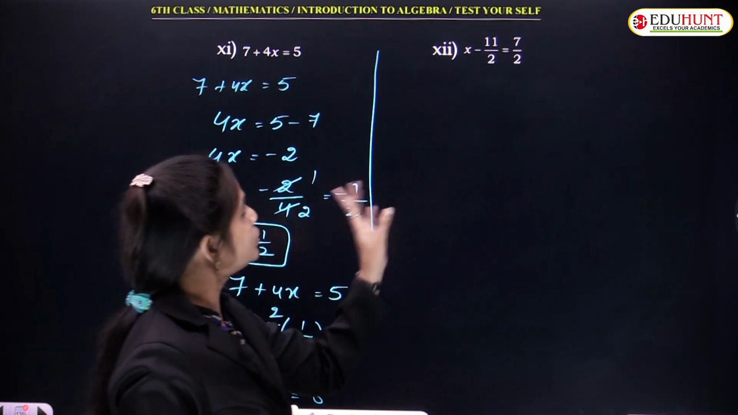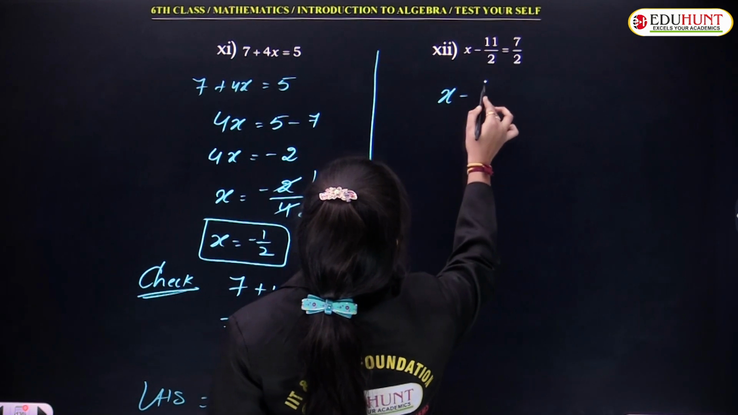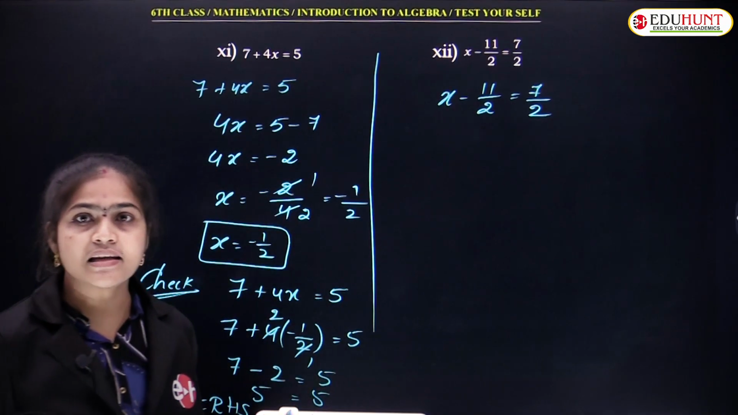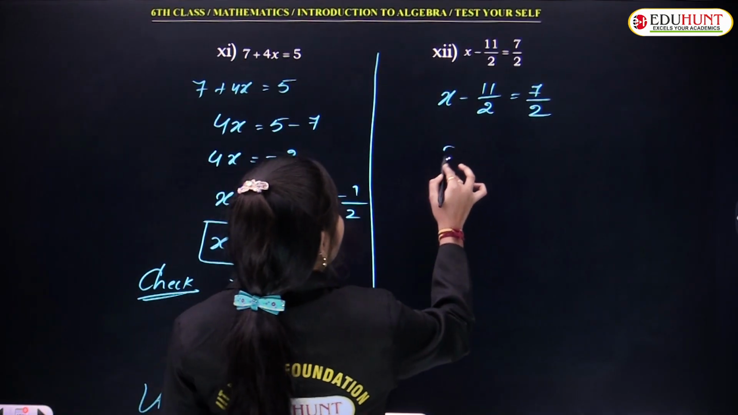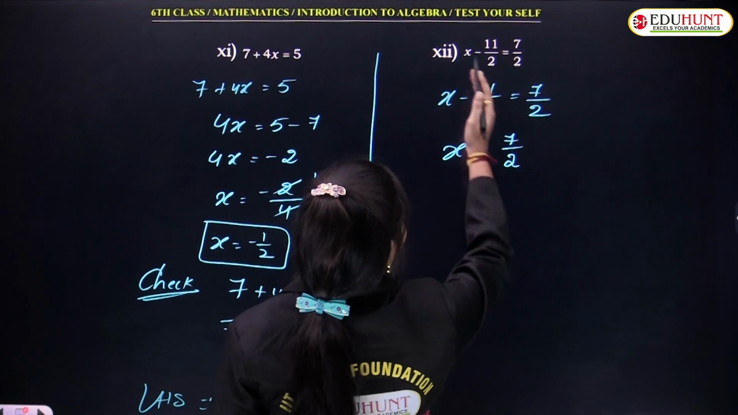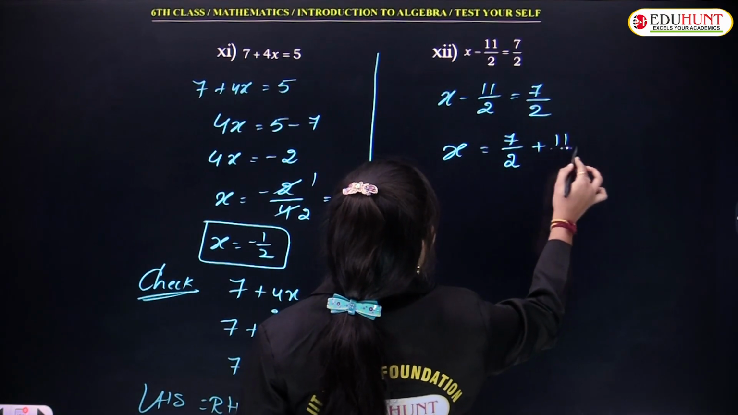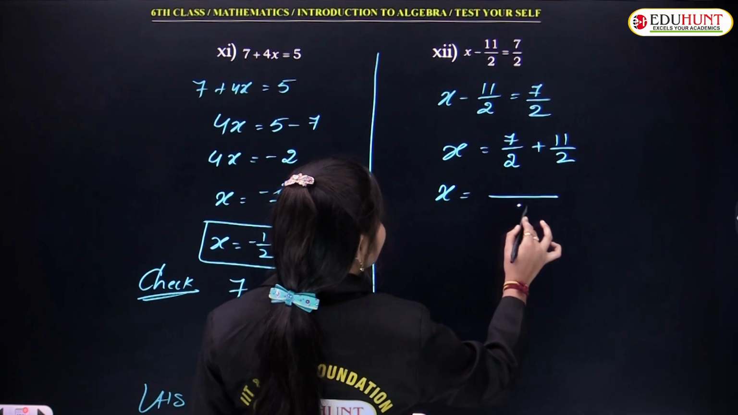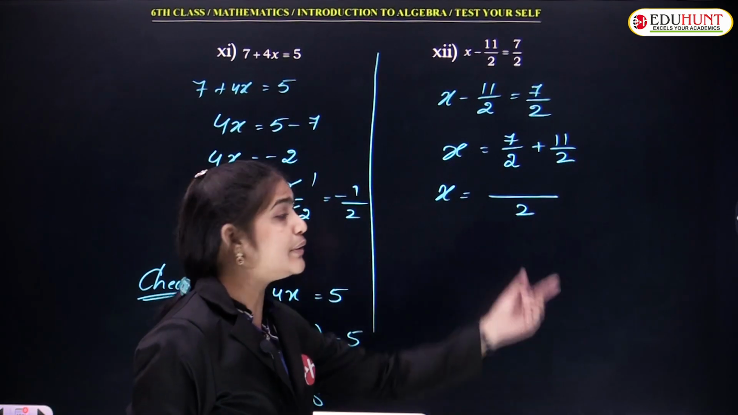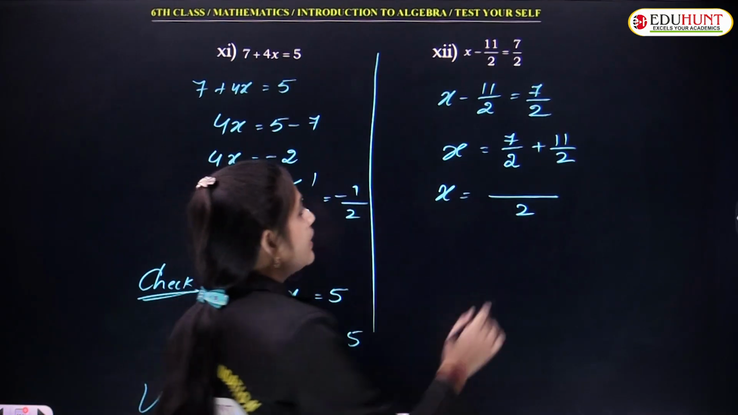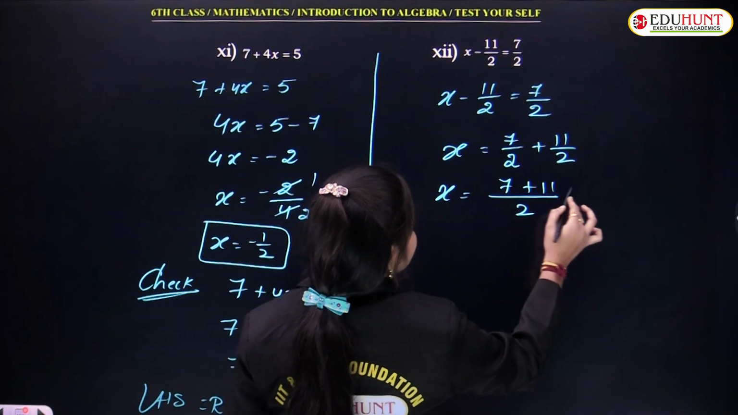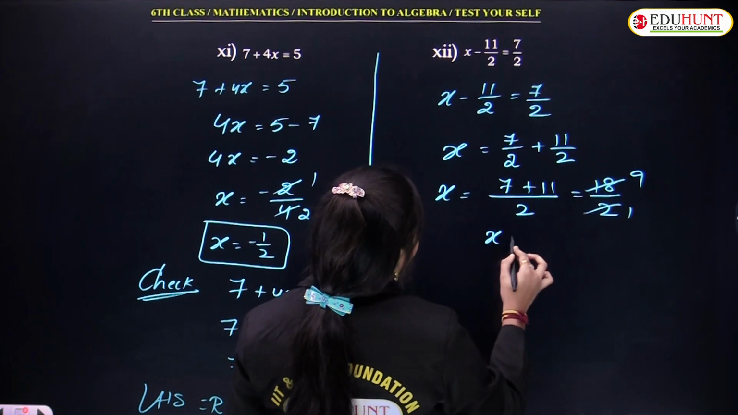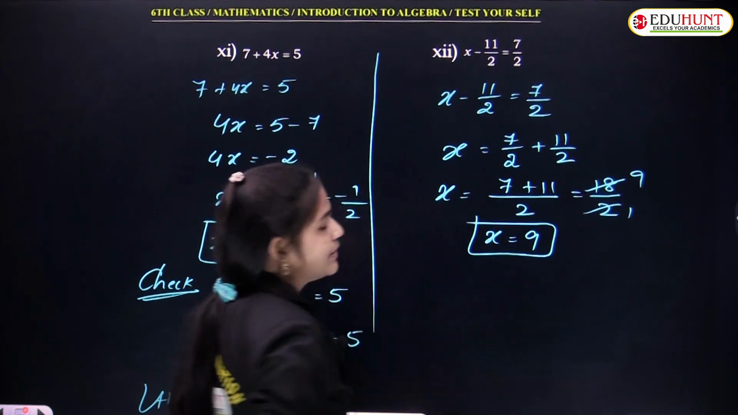Okay. And come to the 12th one here. x minus 11 by 2 is equal to 7 by 2. Here x is equal to 7 by 2 plus 11 by 2, since minus 11 by 2 becomes plus 11 by 2. Similar terms, which means like fractions only. Again we have LCM as 2 only. Just add their numerators. Then what will we get here? 18 by 2. 2 ones are 2, 2 nines are 18. Here x is equal to 9.